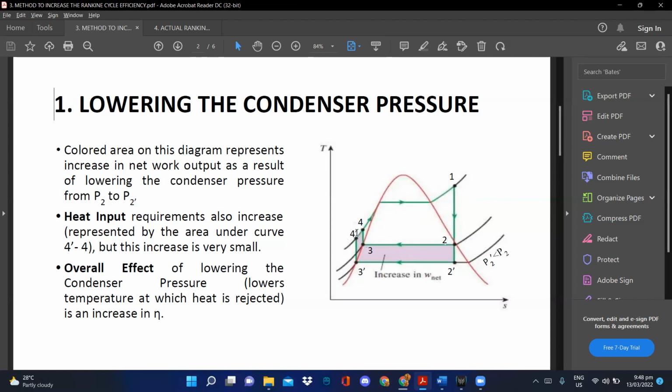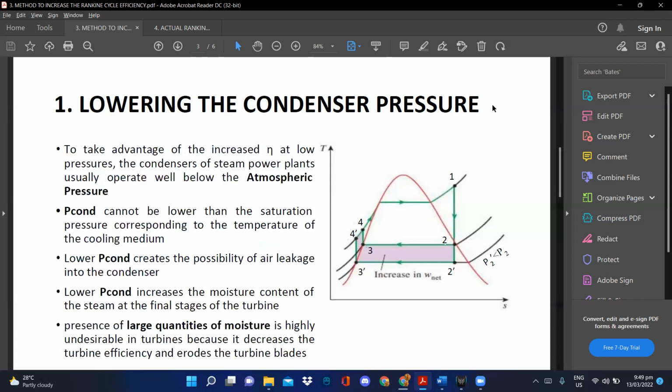Then your work of the pump is from 3 prime to 4 prime, and then your work of the turbine is 1 to 2 prime. The overall effect of lowering the condenser pressure is an increase in efficiency. To take advantage of the increased efficiency at low pressures, the condensers of steam power plants usually operate well below the atmospheric pressure. So your condenser pressure cannot be lower than the saturation pressure corresponding to the temperature of the cooling medium.